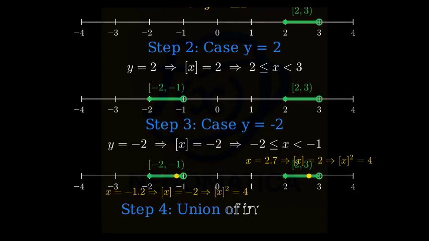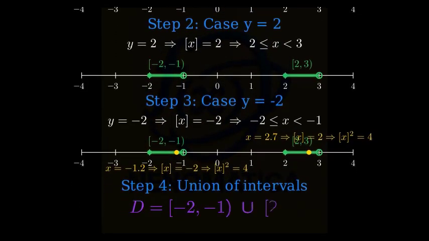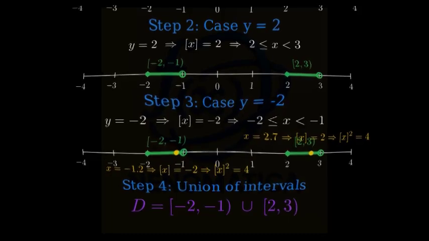Step 4, combine the two solution sets. The final solution set for x is the union of the intervals negative 2 to negative 1, including negative 2 but not negative 1, together with 2 to 3, including 2 but not 3.